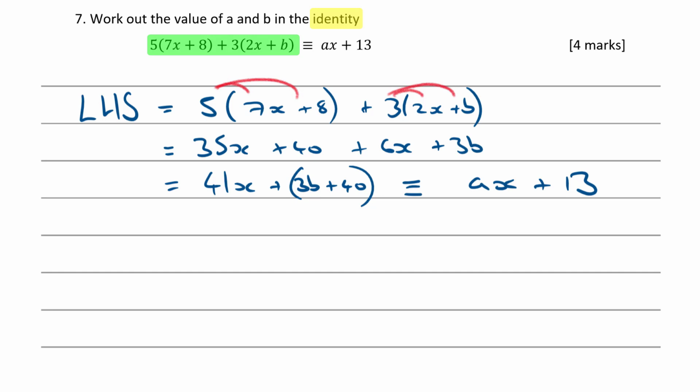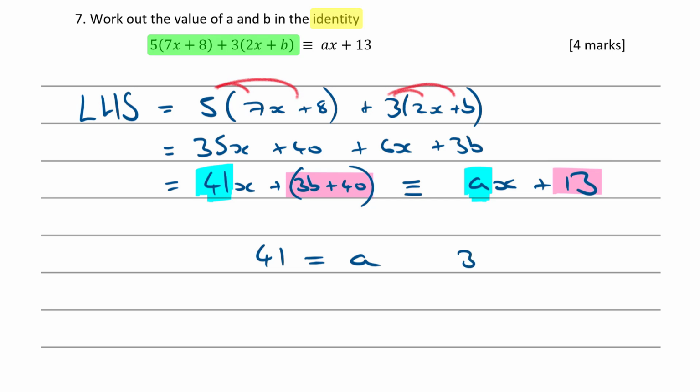Let's have a look at the coefficient of x here. The coefficient of x on the left-hand side is 41, and on the right-hand side it's a. So if we're saying that these two things are identical, then 41 must be equal to a. Similarly, if I know that these two things are identical, then the number part must be equal as well. So my 3b plus 40 must be equal to 13.